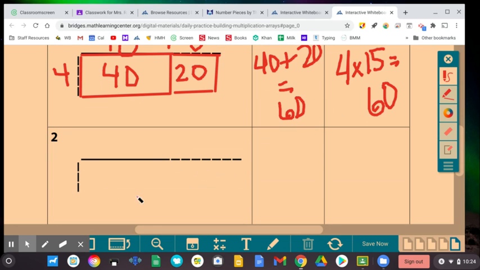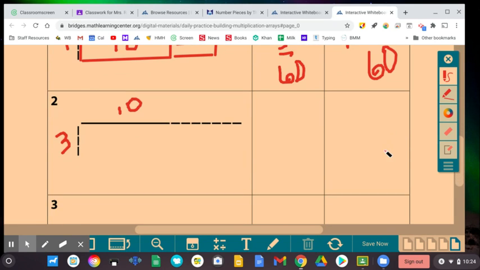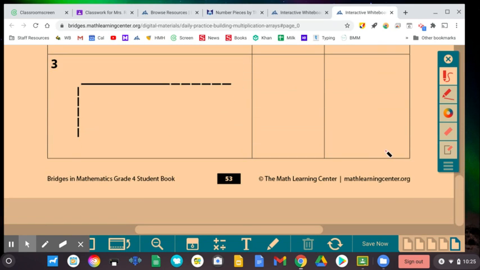Fill in your rectangle, fill in your rectangle, count your little pieces where you would have 3 here. Count your little pieces, write your number up here, and we know this is a 10. 3 times 10 is what? 3 times the number over here is what? Add them together, then write your equation. Let's see how you do. Good luck and have a good day.